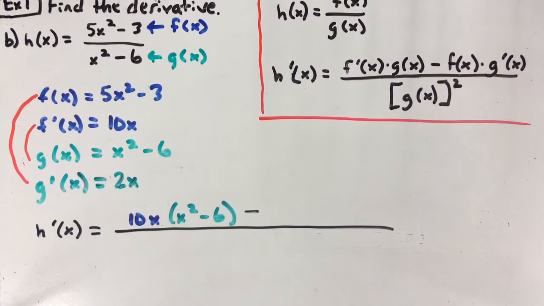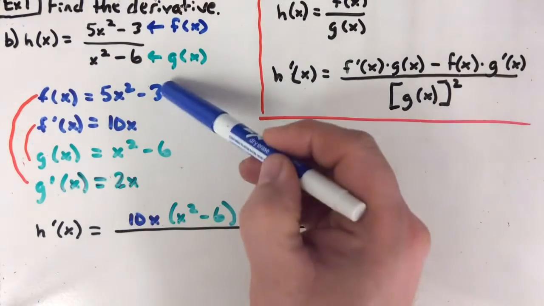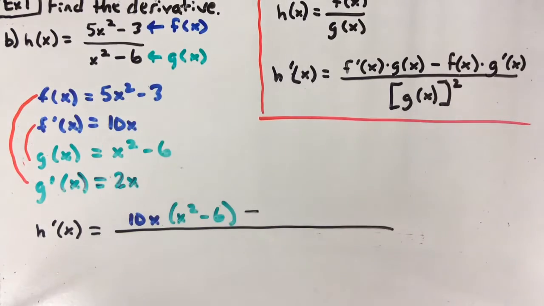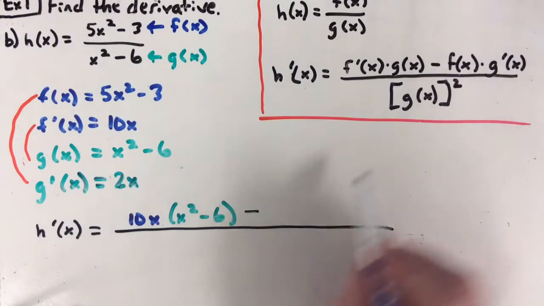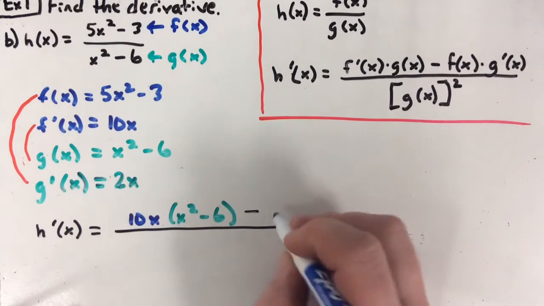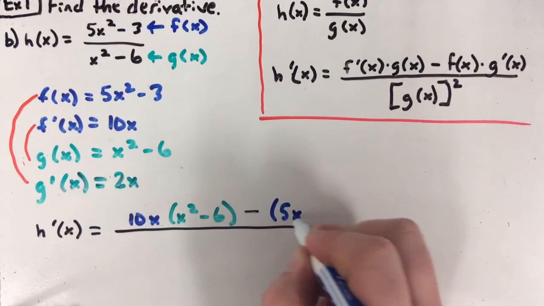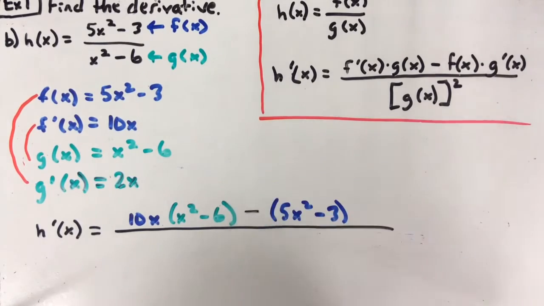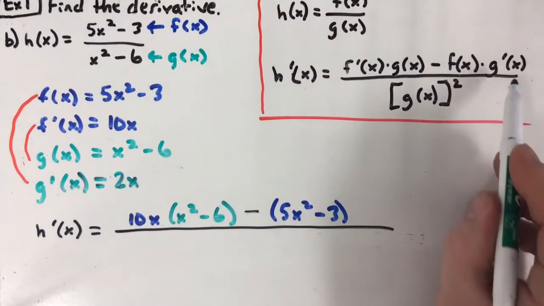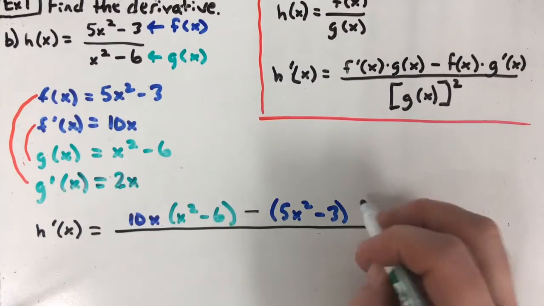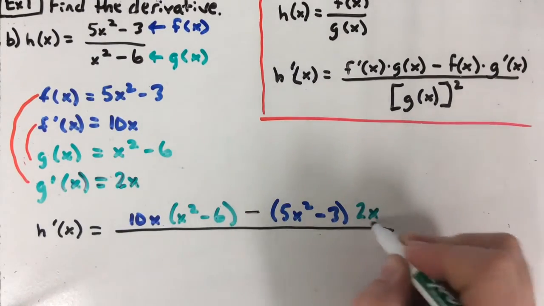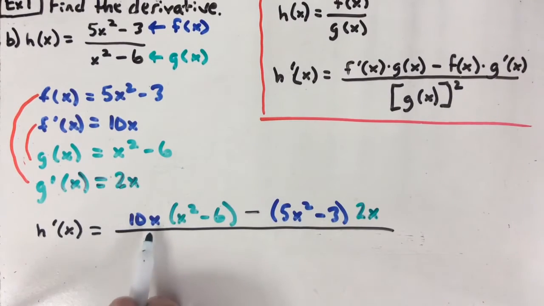So again, we're working inside out. As long as you list it f prime, g prime, then you can think of it like inside out. So f is next. That is a 5x squared minus 3. And then we're multiplying that by g prime. And g prime in this problem is 2x. You could throw parentheses around that if you wanted to. Same thing with the 10x, but they're not necessary.